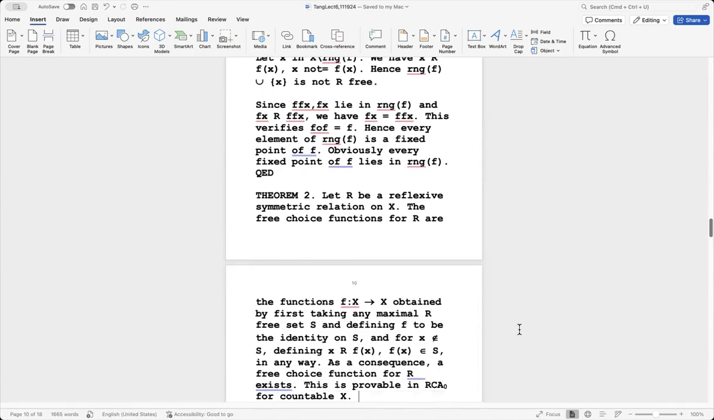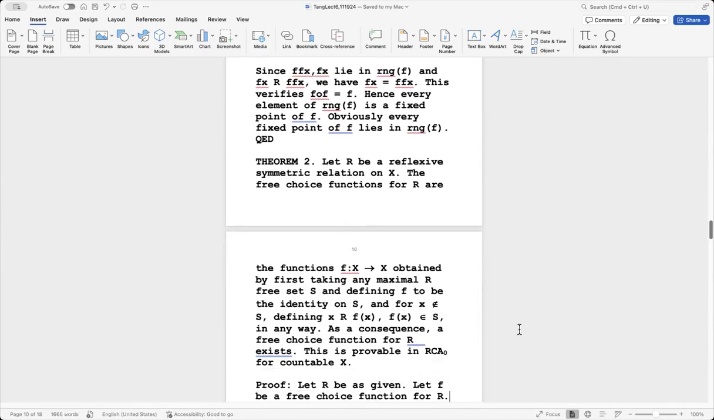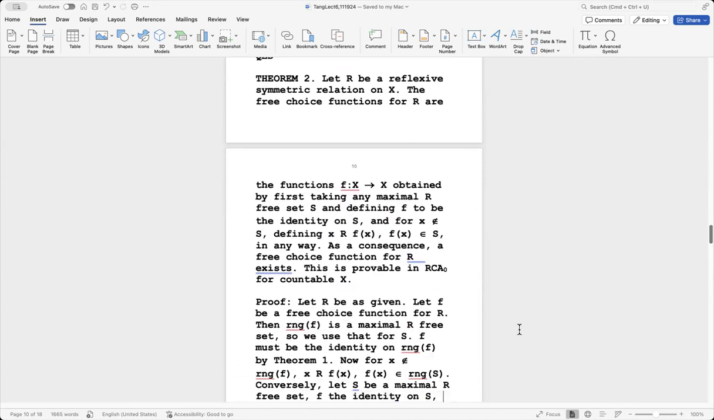Theorem 2 actually gets our hands dirty. Those were some very nice properties of free choice functions. Now we tell you exactly what the free choice functions are and how to build them. So you can see the extremely close relationship. A free choice function is really a maximal free set with extra structure. That's really what it is.